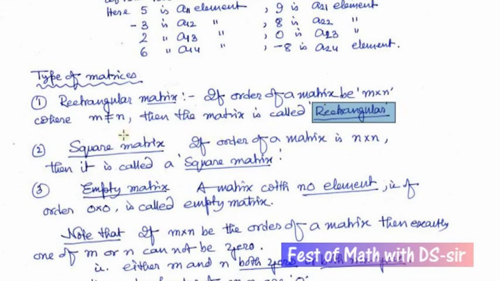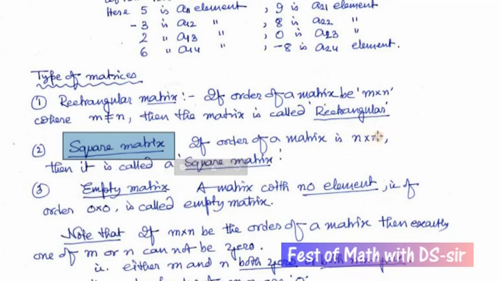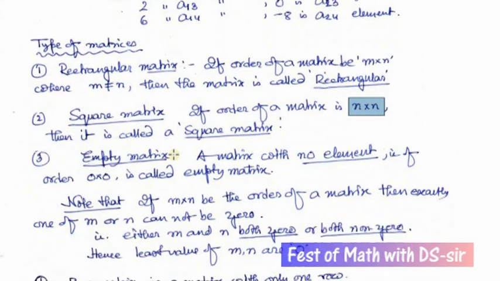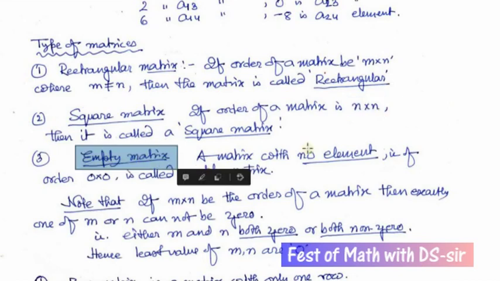But squares have a special property. Square matrix: if the order of a matrix is n by n, that is, the number of rows is equal to the number of columns, then it is called a square matrix. And square matrices possess some special properties, some special definitions, and all others. There is a third type of matrix that is called the empty matrix, a matrix with no element.